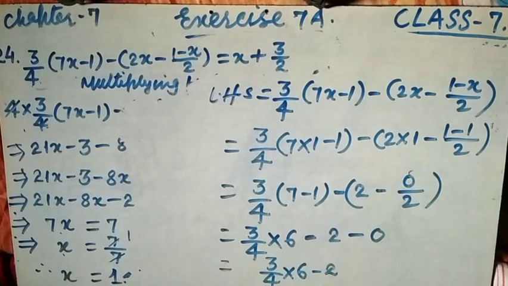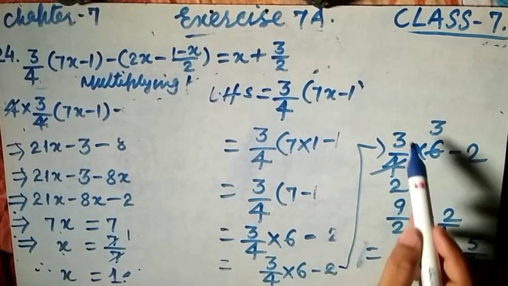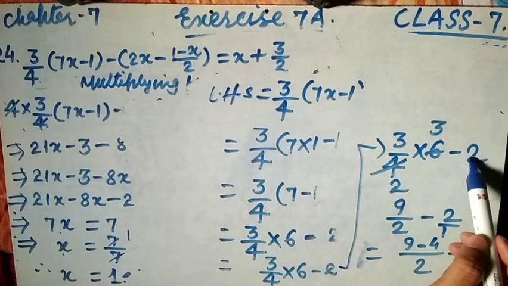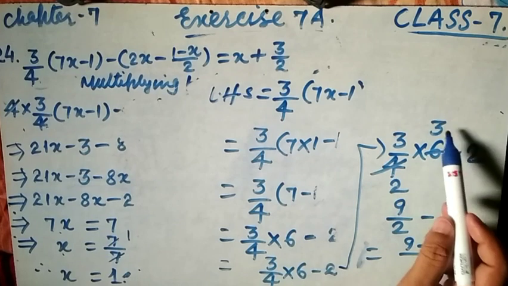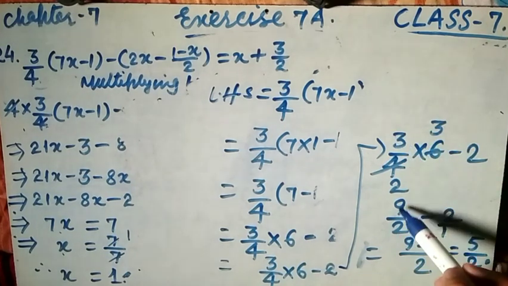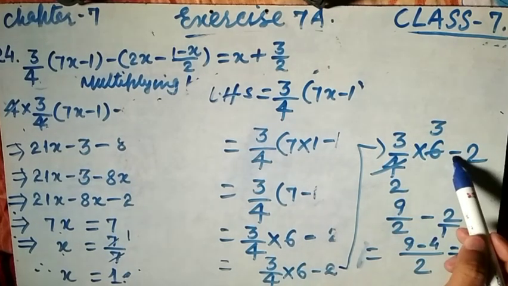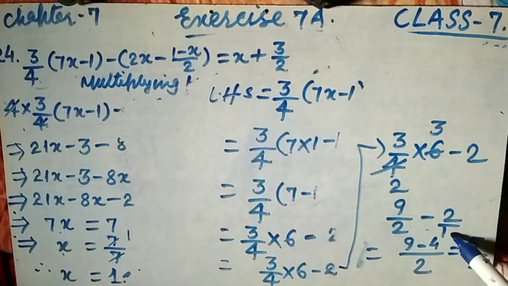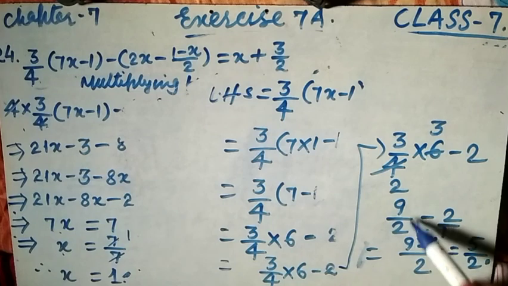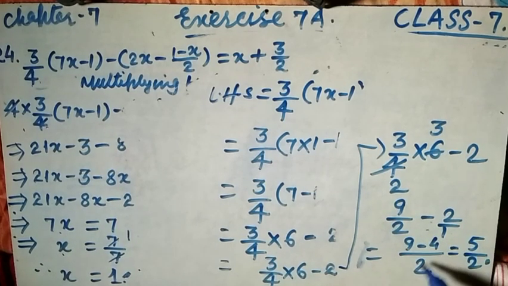Now friends, have a look. Here 3 by 4 multiplied by 6 minus 2. So 2 2s are 4 and 2 3s are 6. So 3 multiplied by 3, 3 3s are 9, and 2 is here. Here is the minus 2 and 1 is hidden. Now take the LCM of 2 and 1, which is 2, and then 2 is divided by this 2, 1 multiplied by 9, 9 1s are 9. This is minus. Then once again 2 is divided by 1, 2 multiplied by this 2, 2 2s are 4. Here 9 minus 4 is 5, divided by 2. 5 by 2 is the left hand side. The value of the left hand side is 5 by 2.